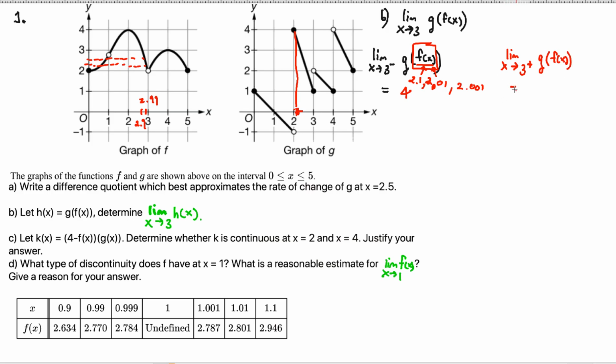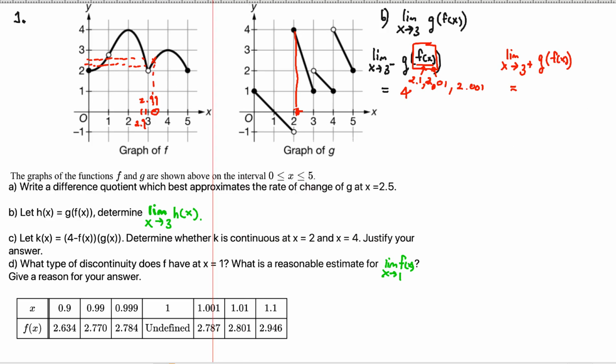And what we see here is that if I get closer and closer to 3 from this side, right, so now I'm going closer and closer to 3, we should see that I'm getting closer and closer to 2 along y, but again from above 2.